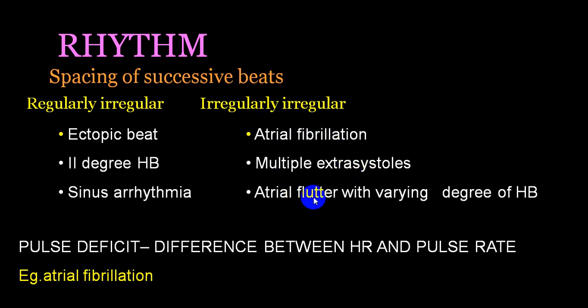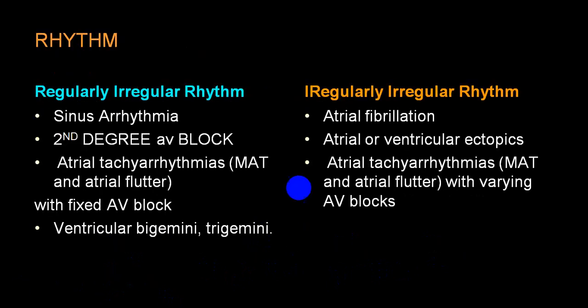And if there is atrial fibrillation with varying block, say maybe atrial fibrillation with 2:1 block, then 3:1 block, or 1:1 block, then it will be irregularly irregular. Now, if you get a pulse deficit, a difference between heart rate and pulse rate, then it is classical in case of atrial fibrillation. We'll be talking regarding apex pulse deficit and pulse deficit in a subsequent part. So this should be kept in mind.